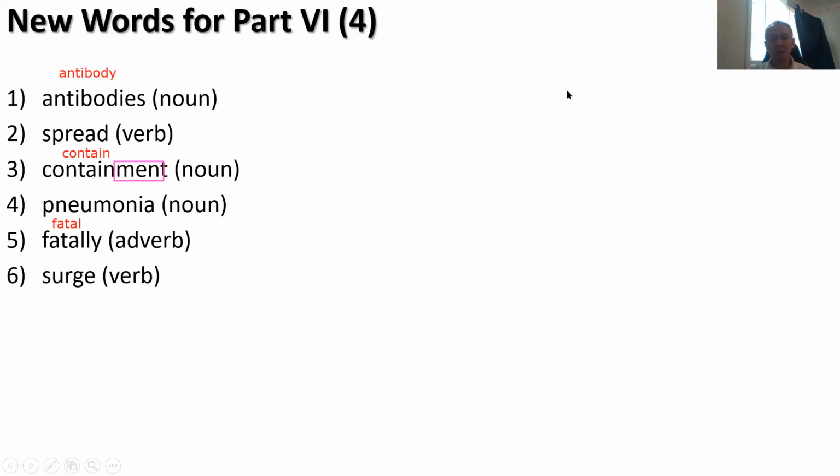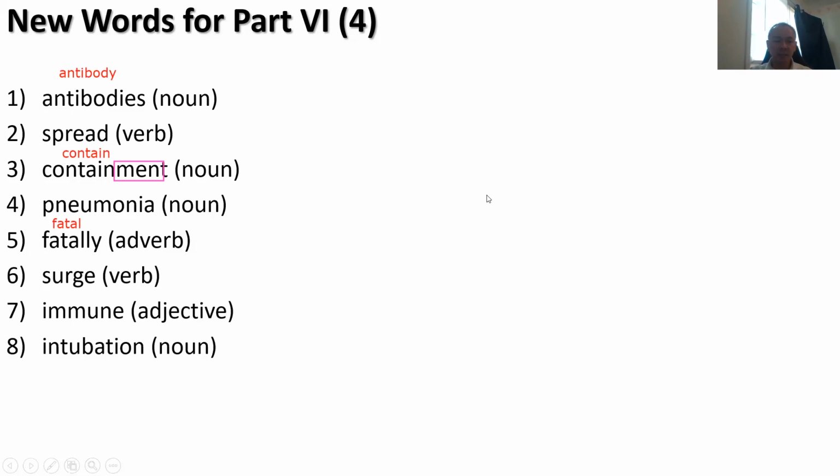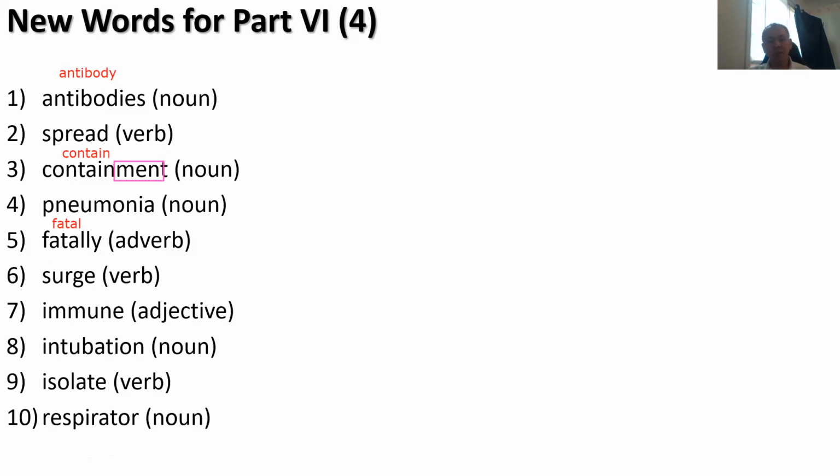Surge. Surge is a verb. Immune. Immune is an adjective, okay? Intubation is a noun. Isolate is a verb. Respirator. Respirator is a noun. So: antibodies, spread, containment, pneumonia, fatally, surge, immune, intubation, isolate, respirator.